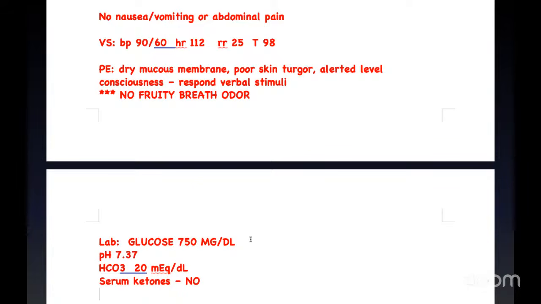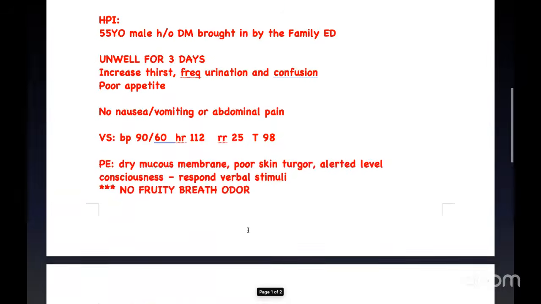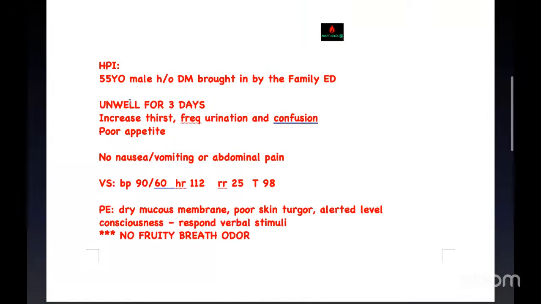And then there's the serum osmolarity. It's about 300. Normal is less than 280, right? So this is elevated. What do you think is going on with this patient? Once again, 55. Connect the dots.